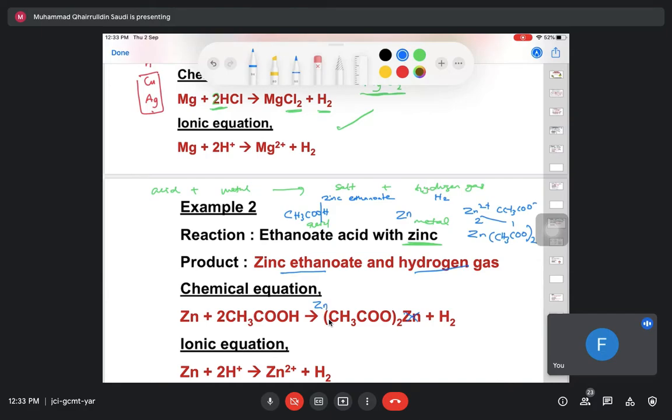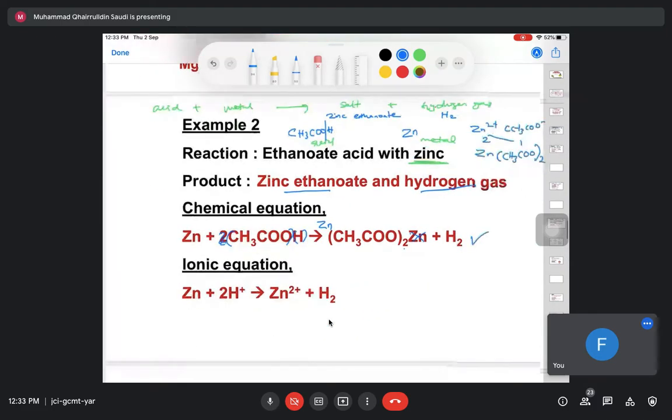Okay, now kita kena pastikan dia balance. So H dah ada 2 sekarang. Sini H baru 1. So letak 2 di hadapan. CH3COO ada 2 juga. So bila dah ada 2 di depan, CH3COO pun ada 2, H pun ada 2. Dah balance. Okay. Any questions?